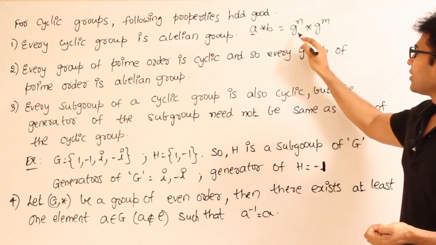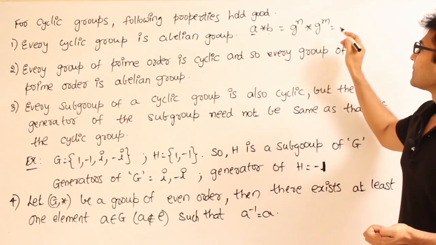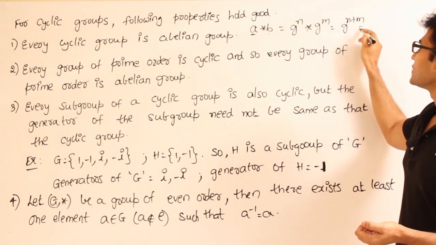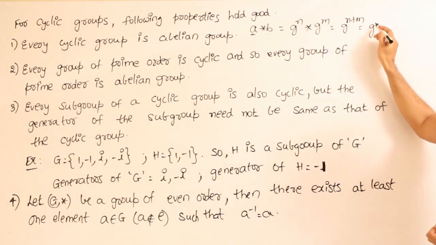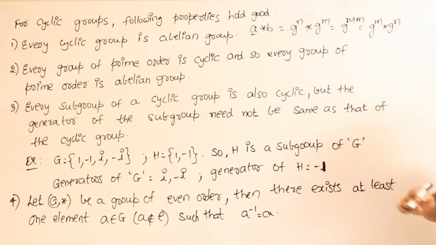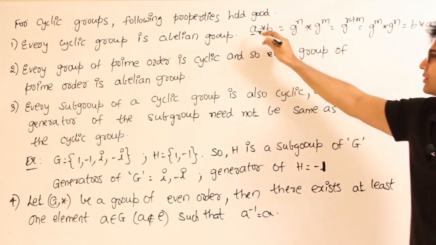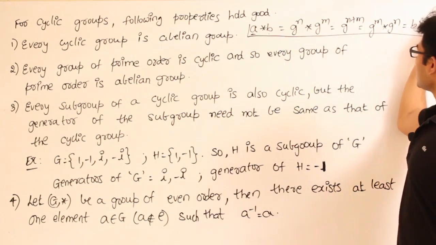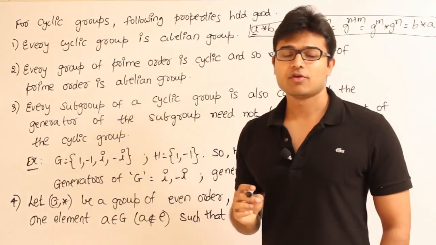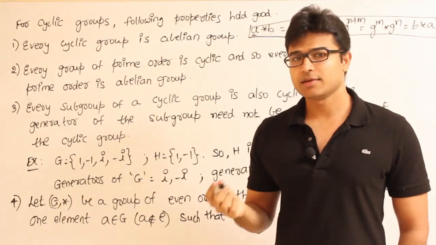Now this is nothing but G power n plus m. I can now write it as G power m into G power n, which means it is B into A. So check this, A into B is finally equal to B into A when the group is cyclic. Therefore every cyclic group is an abelian group.